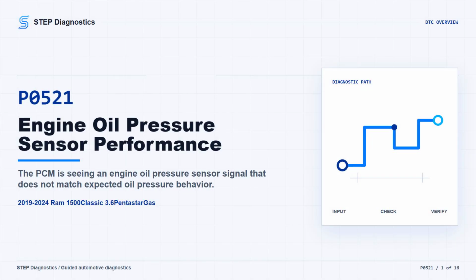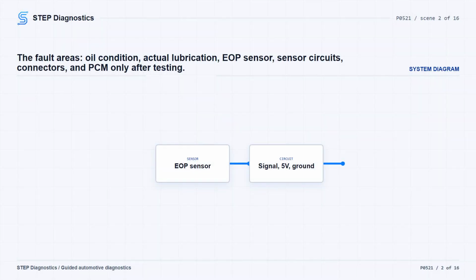This episode is for P0521 engine oil pressure sensor performance on a 2019 to 2024 Ram 1500 Classic with the 3.6 Pentastar gas engine. In plain language, the PCM may be seeing an engine oil pressure signal that does not line up with the expected pressure behavior. The driver may see the MIL come on, and depending on what is actually wrong, the concern can be in the oil condition or lubrication side, the engine oil pressure sensor, the sensor circuits, connector integrity, or, after the rest of the path checks out, the PCM side of the circuit.